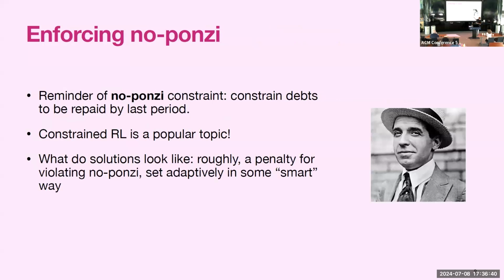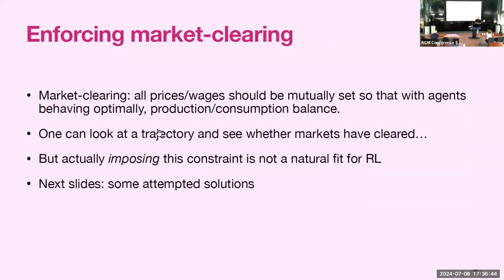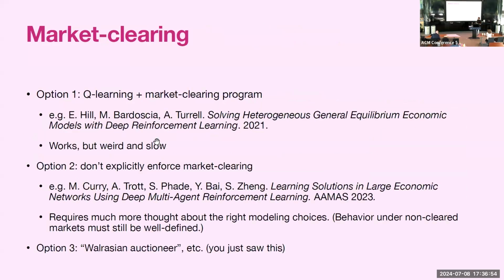So the no Ponzi constraint is basically just constrained RL. Market clearing, it's not obvious how you should do that. It's a joint constraint imposed on all the agents' policies at once. That's not an easy thing to do in the RL paradigm. A few different papers tried various different things there.